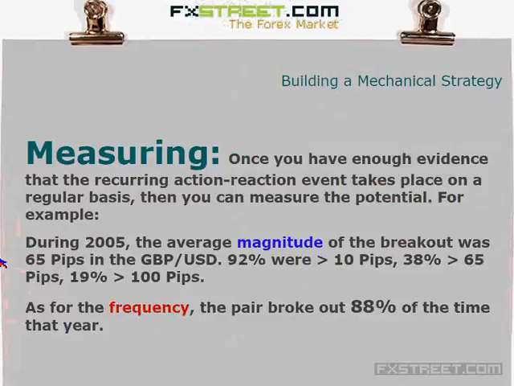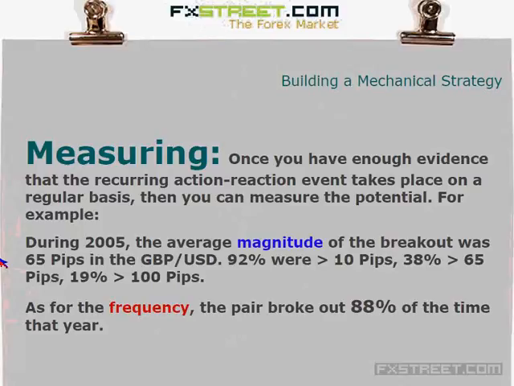So at this stage we start to measure that hypothesis. Once you have enough evidence that the recurring action and reaction events take place on a regular basis, you can measure the potential. For example, in this case of the breakout, during 2005, which was more or less the year when I started designing this strategy, the average magnitude of the breakout was 65 pips in the sterling dollar. 92% of those breakouts were above 10 pips. 38% of them were above 65 pips. And still almost 20% were above 100 pips.